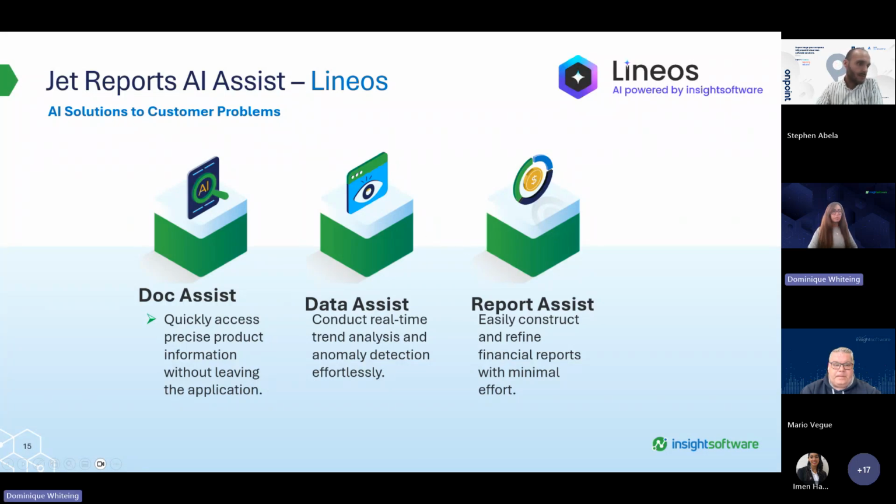So moving on to the Jet Reports AI Assist, Lineos. We've built AI assistants that actually understand finance work. The first one is Doc Assist, which answers your questions about how to use the products without leaving Excel. Data Assist automatically spots trends and anomalies in your numbers, like having an extra set of expert eyes on your data. Reports Assist helps you build new reports. It understands what you're trying to create, and it does the heavy lifting for you.